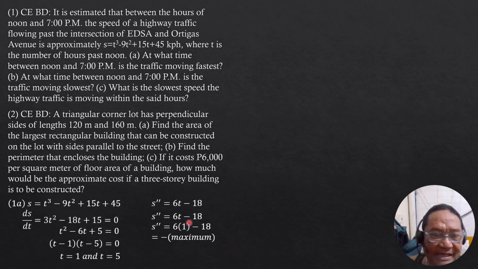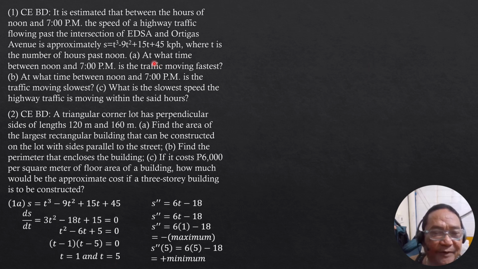Likewise, when t is 5, 6 times 5 minus 18 is positive. And because it is positive, it is concave up. So for concave up curve, we only have minimum value at the lowest point. So speed is fastest at 1 p.m. This corresponds to 1 hour past noon. And at t is 5, the speed is slowest.